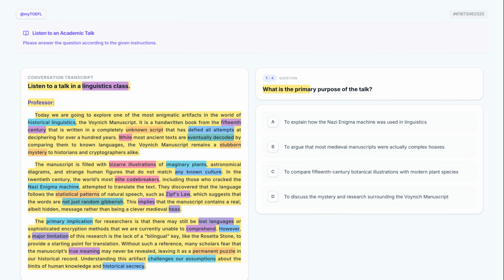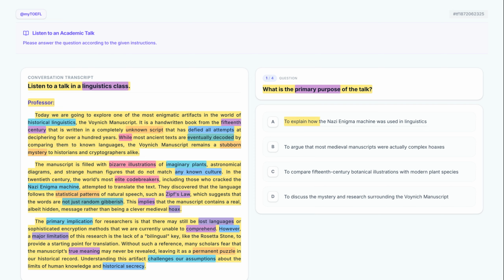What is the primary purpose of the talk? This is a primary purpose question. We need to find the option that encompasses the entire lecture scope, including the manuscript's history and the research efforts mentioned. Let's analyze option A.